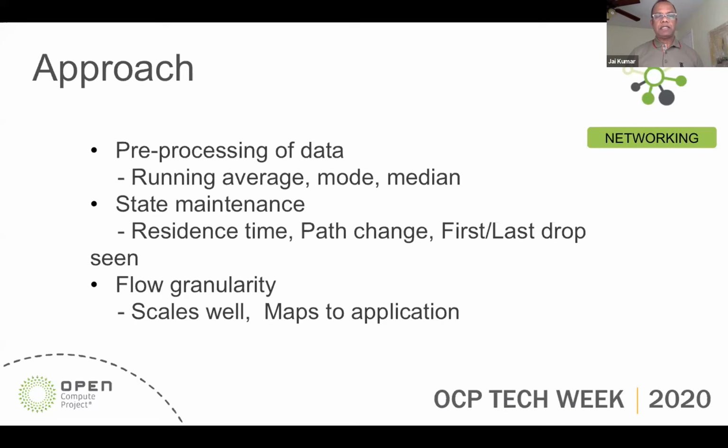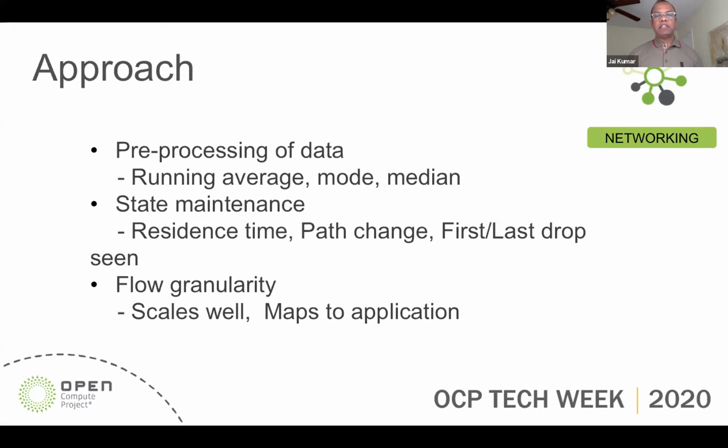And pre-processing, as I talked about, can be simple mathematical functions. We should also provide some APIs or attributes to provide some state maintenance. And state maintenance is not done in the software, it's done in the hardware. At the minimum, we can think of: what's the residence time? What is the average residence time a flow is experiencing?